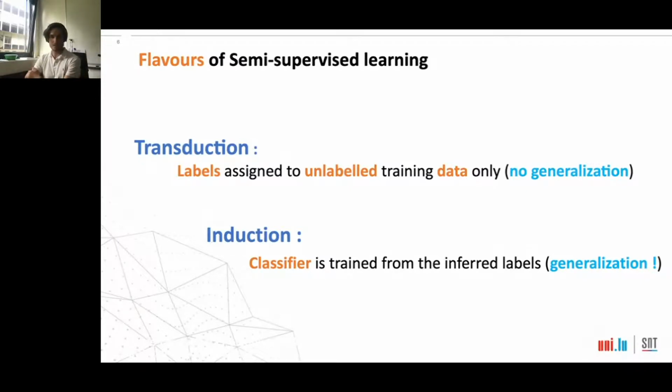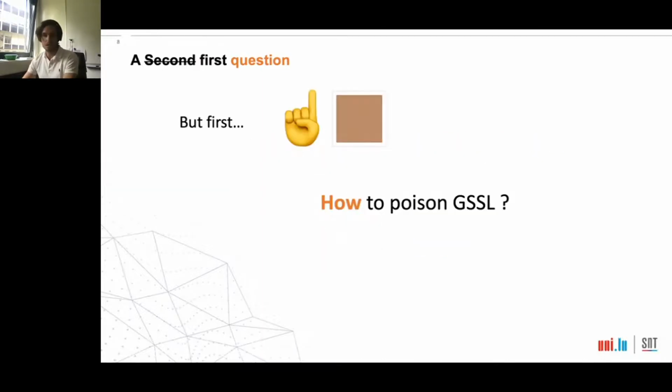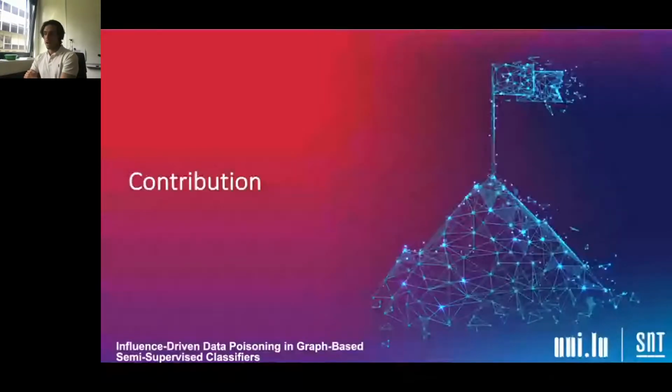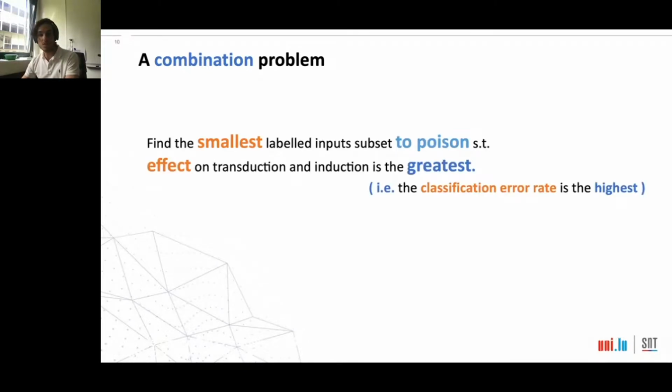Now, as you can imagine, the first question would be how graph SSLs react to the poisoning attacks that we have seen. But when speaking about poisoning attacks, a deeper question would actually be how to poison the graph SSLs, which is introductory to our contribution. By reviewing the different settings of the state of the art, we figured out that it was actually a combinatorial problem. That is, we have to find the smallest labeled input subset to poison, such that the effect on transduction and induction is the greatest. By effect, I mean the classification error rate is the highest, obviously.